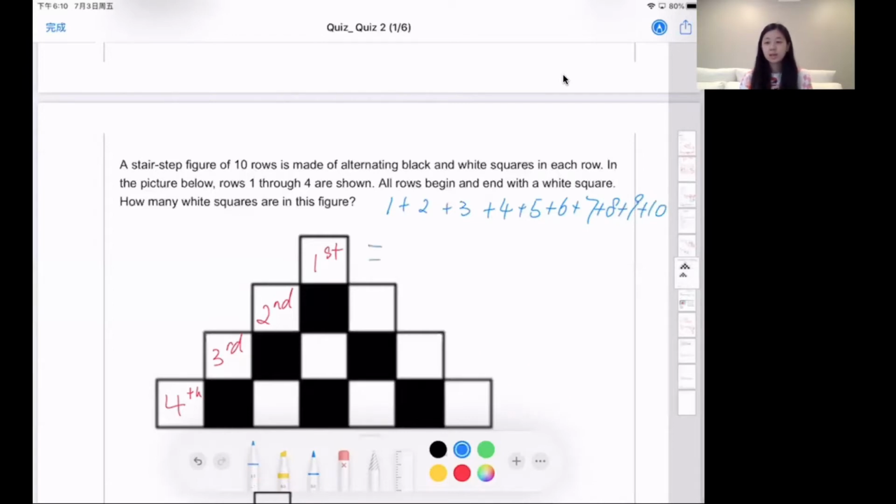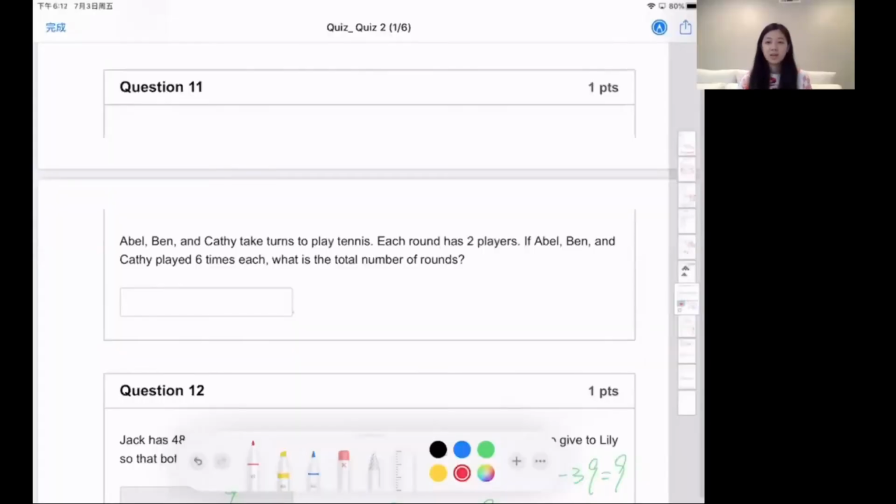How can we find the answer for this equation? Let's see, 1 plus 10 is 11, 2 plus 9 is 11, 3 plus 8, 4 plus 7, 5 plus 6, okay? So in total, there are 11 times 1, 2, 3, 4, 5. So total 5 pairs of 11. So the answer is 55.